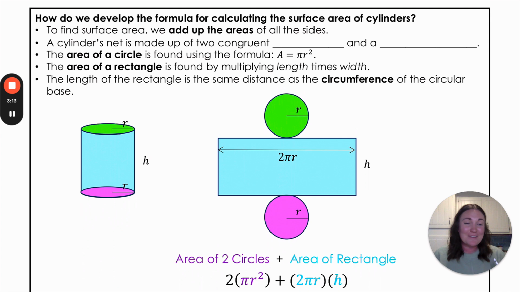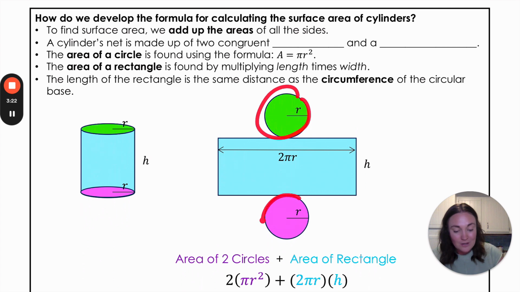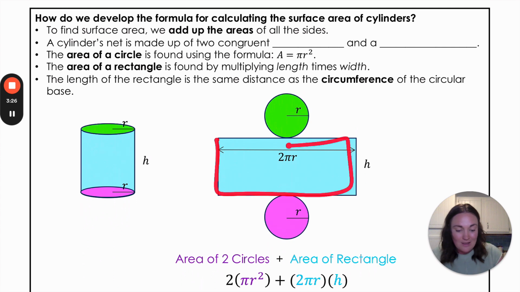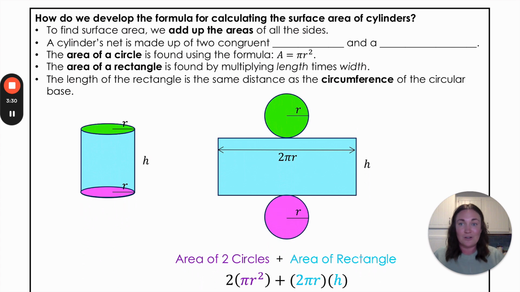Now there's a little bit more that goes into our formula for surface area. Remember, for surface area, we're adding up the areas of all the sides. So when we take that net, remember we have these two congruent circles, so we need to find the area of both of those and add them to the area of this rectangle. And we put all those areas together, that gives us the total surface area.